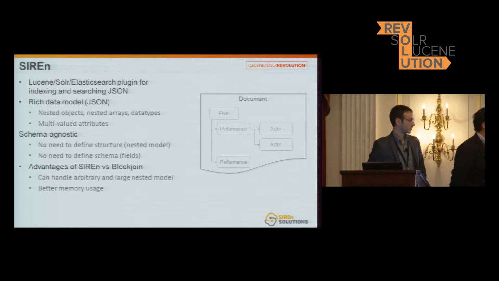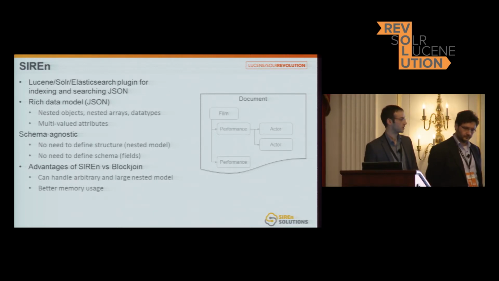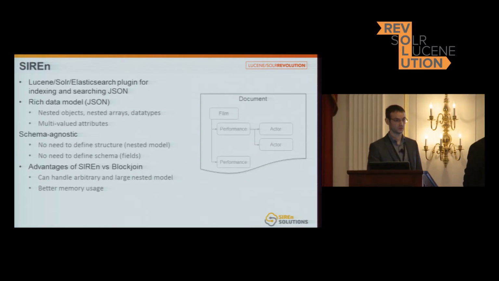And the advantage of SIREn versus block join is that you can handle a larger nested model, but also you have much better memory usage. Why? Look at the right, there is a document. In fact, it will not create one document per nested entity, but it will create one document for the full tree structure, the JSON tree structure.